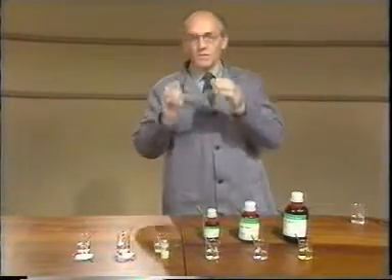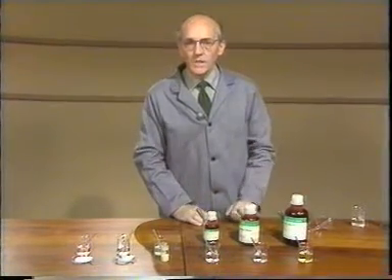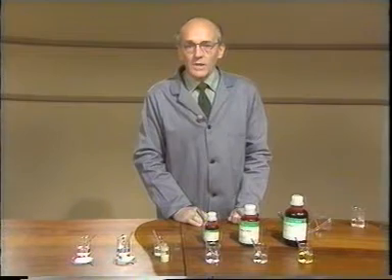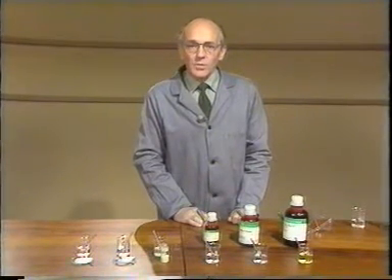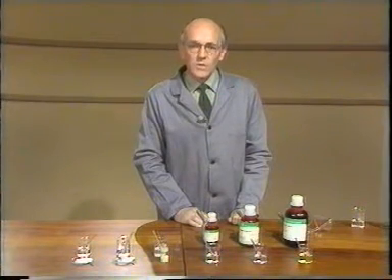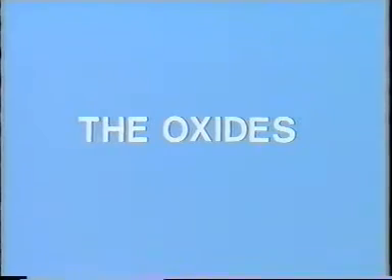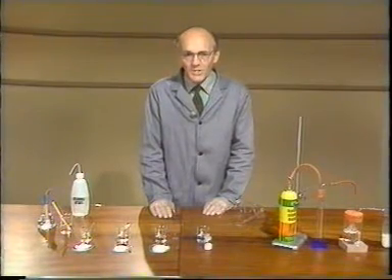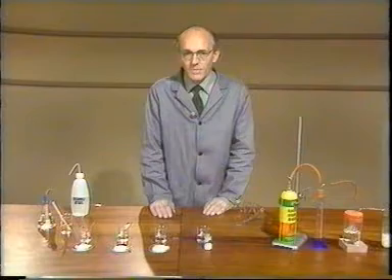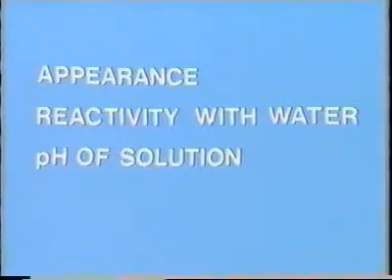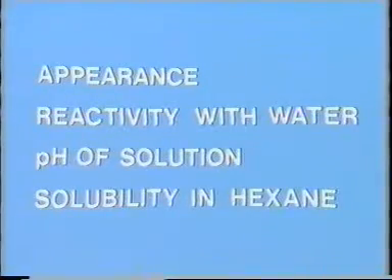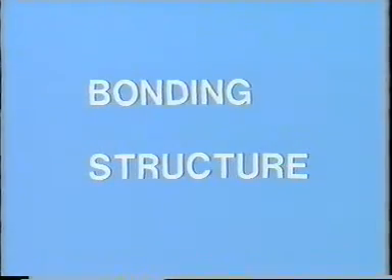Well, from those results, you should be able to work out quite easily the bonding in these compounds. And you should also be able to predict the bonding in chlorine and whether chlorine is soluble in hexane. Now I'll do a similar series of experiments for the oxides of the elements. Again, you should note down the appearance of the compound at room temperature, its reactivity with water, the pH of the solution, and the solubility in hexane. This will help you to reach conclusions about the bonding and structure in the compounds.